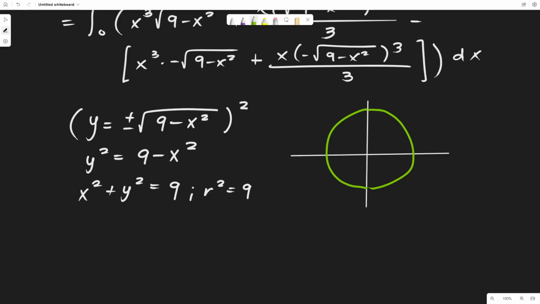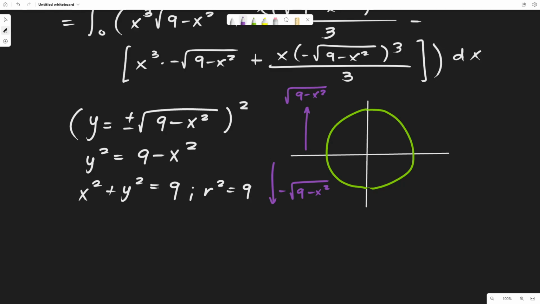So, this upper half, since we are integrating in terms of y, this one on top is the positive square root of 9 minus x squared. Then the one at the bottom is the negative square root of 9 minus x squared. So, instead of integrating in terms of y, let's integrate in terms of x.